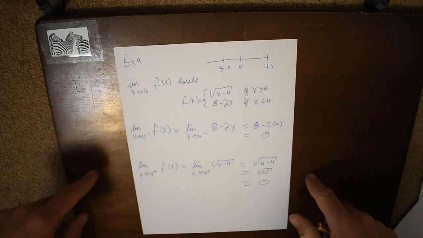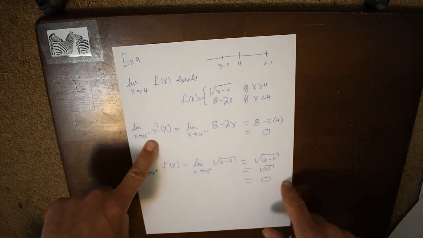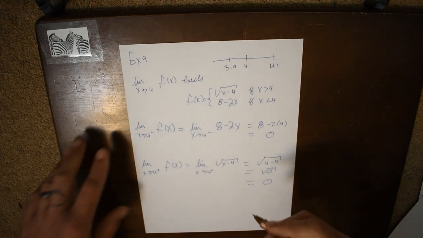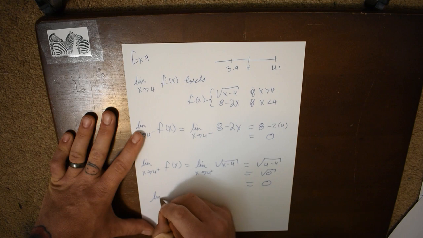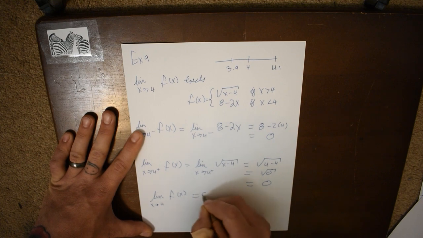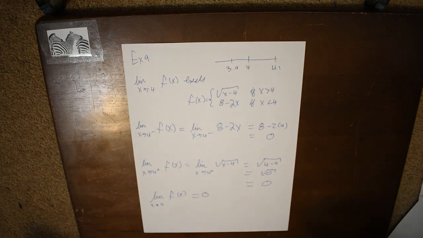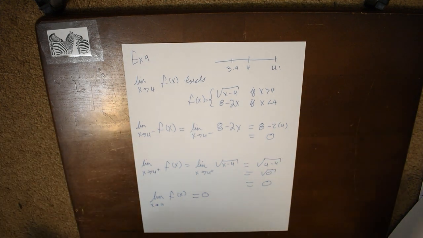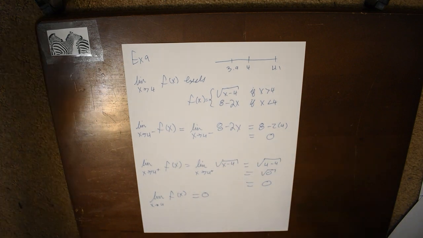Now, you see that the limit from the left is equal to the limit from the right. So this limit exists, and the limit as x approaches 4 of f of x is equal to 0. If you're tasked with determining if a limit exists, take the limit from the left, take the limit from the right, and see if those things are equal.